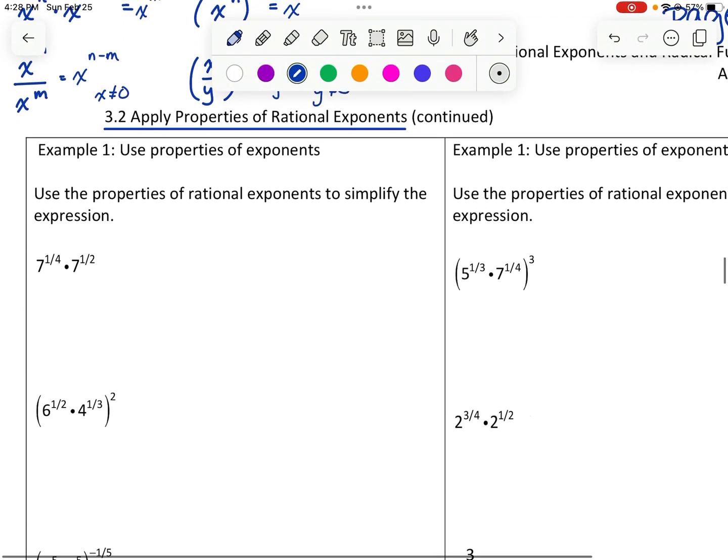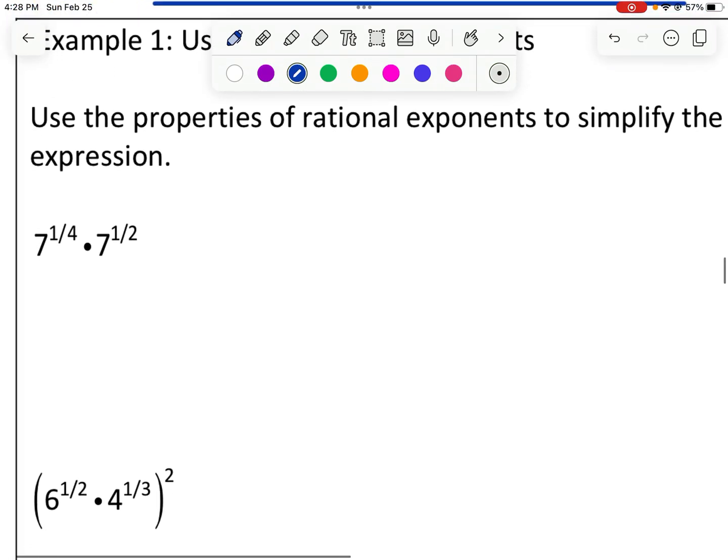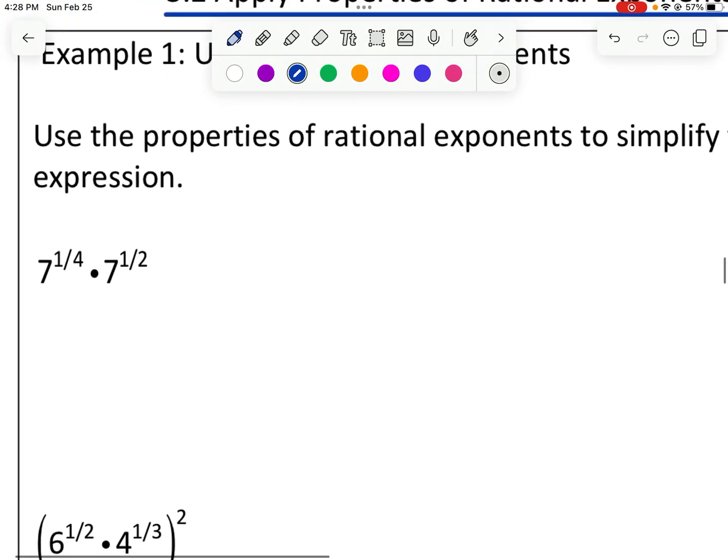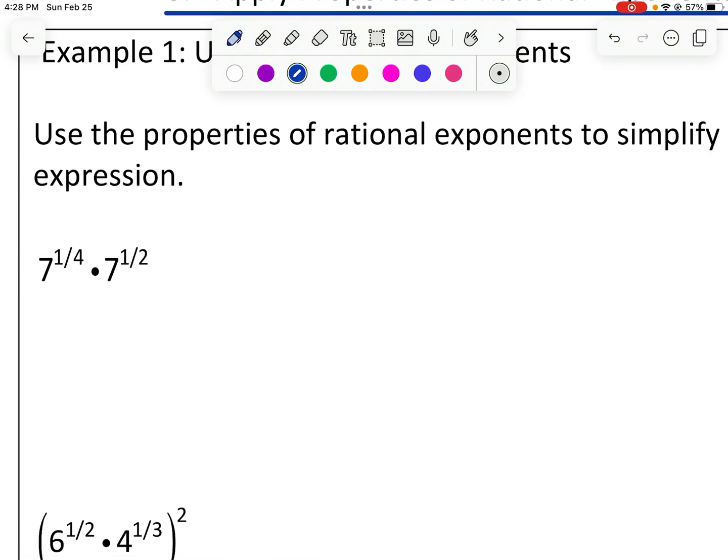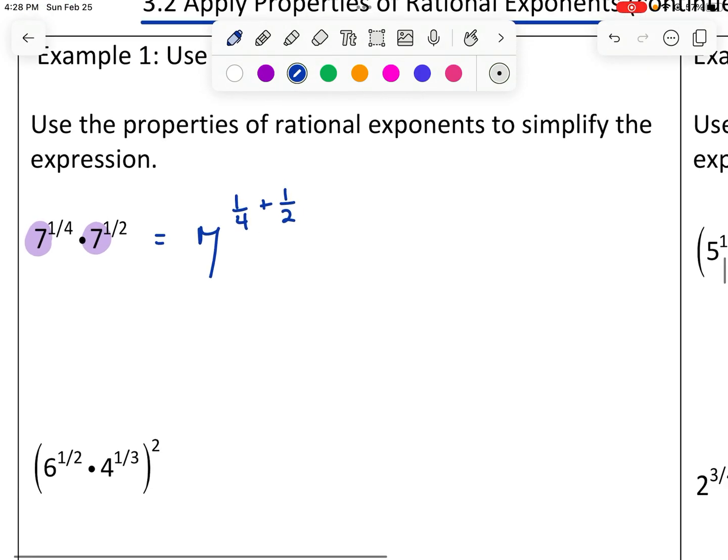So let's look at this. All right, so using properties of rational exponents to simplify the expression. First, we see, yes, we have the same base of 7, all right? And then we are multiplying, which means that we're adding our exponents. So I have 7 to the 1/4 plus 1/2. So over off to the side, you have 1/4 plus 1/2.